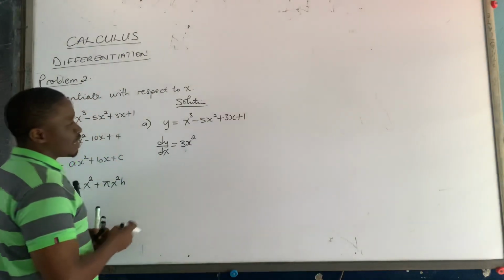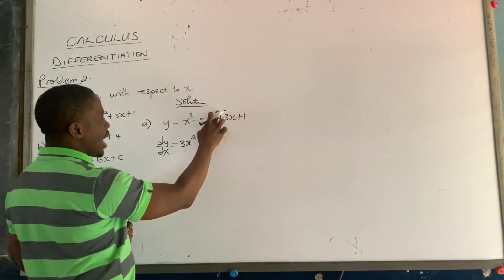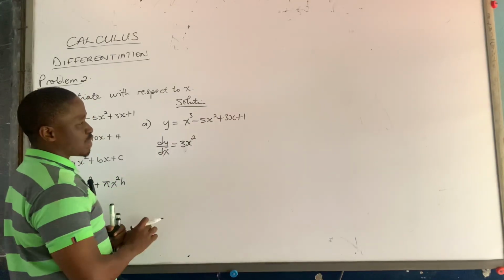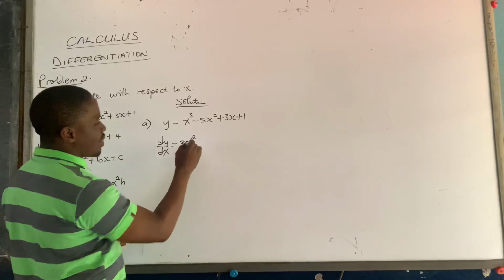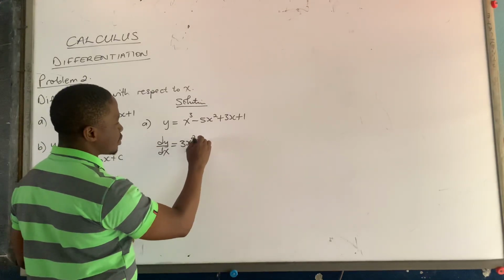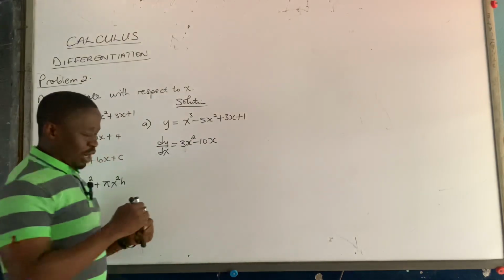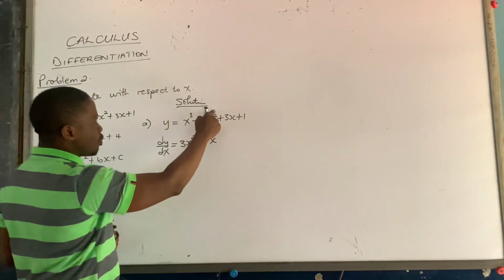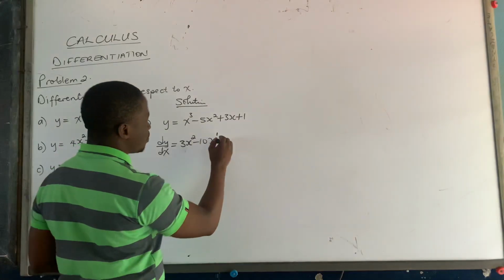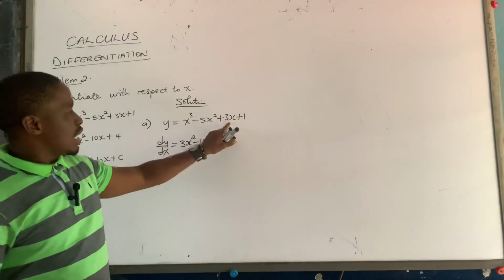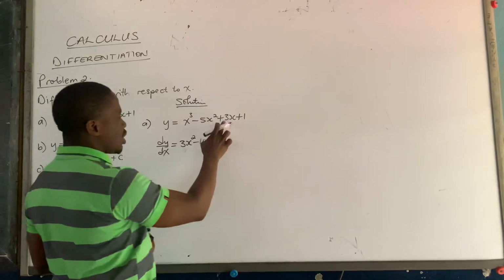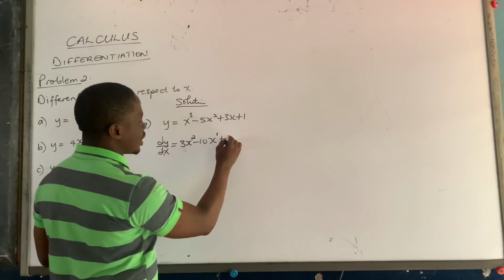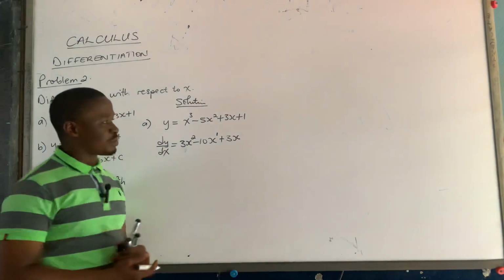We come to this again. The variable is x. The power has to multiply the coefficient. The power is 2, the coefficient is minus 5. So 2 times minus 5 is minus 10. So we have the variable. What next? We say the power minus 1. So 2 minus 1 is 1. Plus, we come to this: the power is 1 and the coefficient is 3. So to differentiate this, we say 1 times 3, 3. So we write the variable.